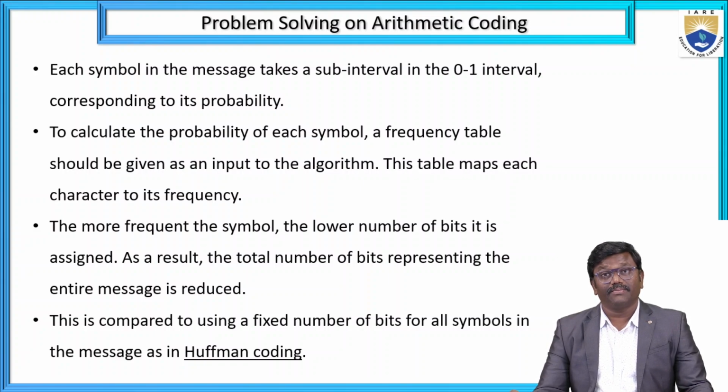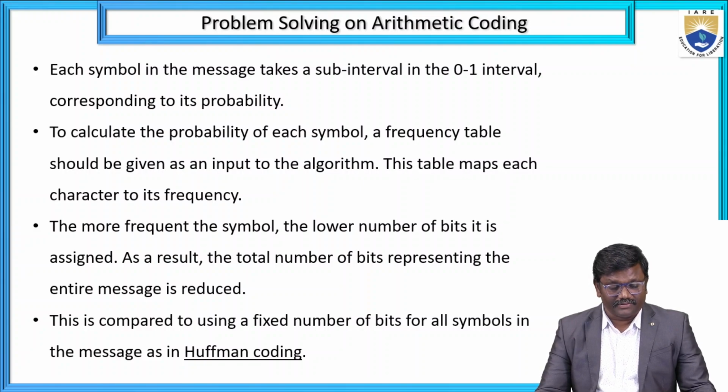Calculating that probability is not that easy, because in the 0 to 1 interval the number of values will vary. But we concentrate on finding that value in terms of probability, so a frequency table should be given as an input to the algorithm. This table maps each character to its frequency. That is, the more frequent the symbol, the lower the number of bits it is assigned.